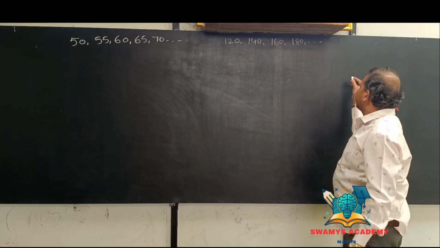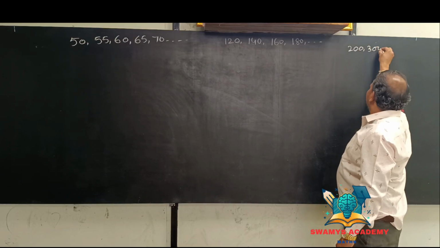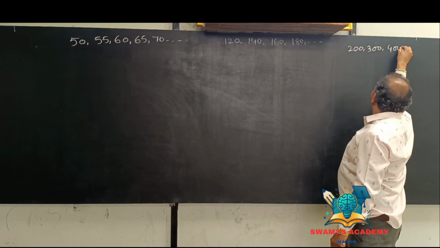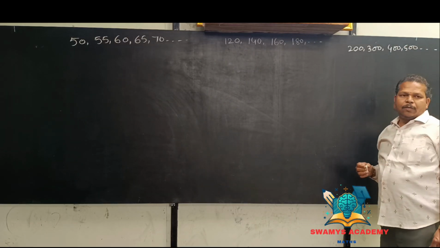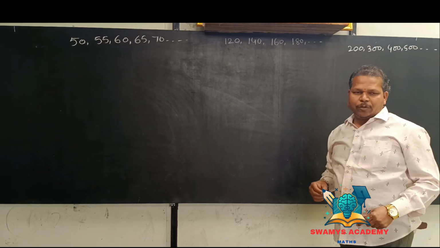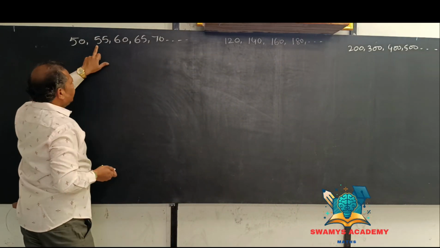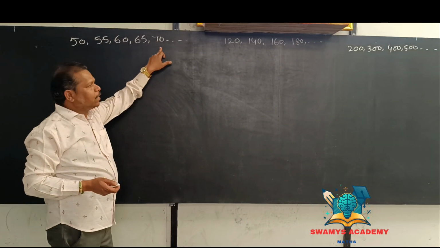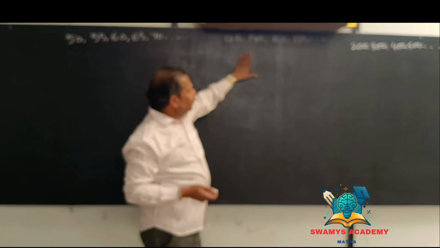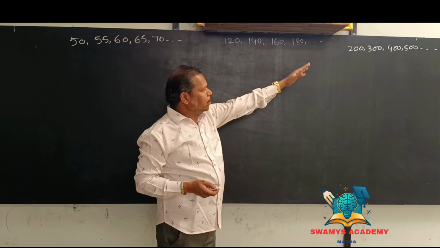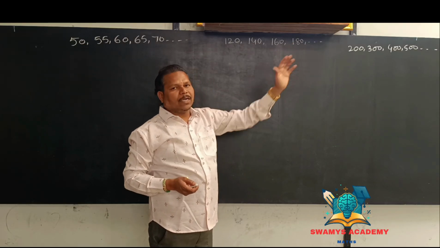Another example we will take here: 200, 300, 400, next 500 and so on. So these are all three examples. First one: 50, 55, 60, 65, 70 and so on. Second one: 120, 140, 160, 180 and so on. Third one: 200, 300, 400, 500 and so on.